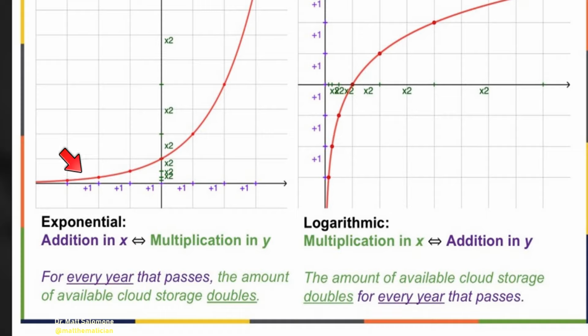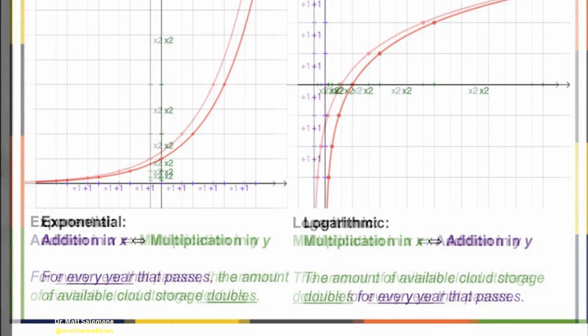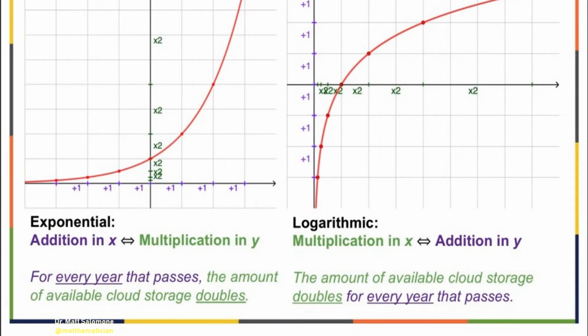Then this exponential behavior could be modeled by the verbal sentence that for every year that passes, in other words, every time 1 is added to my x variable, the amount of available cloud storage doubles. So every year that passes means plus 1 in the x direction. Every time the cloud storage doubles means multiply by 2 in the y direction. That's how exponential models work.